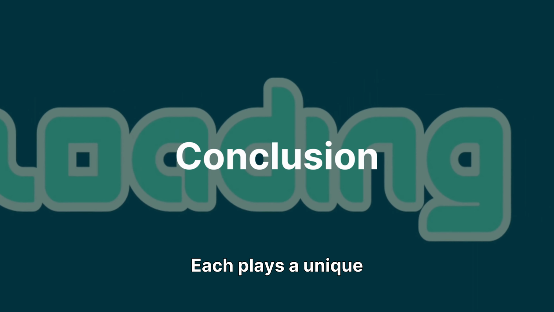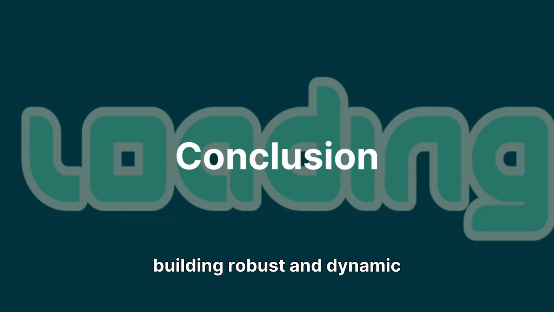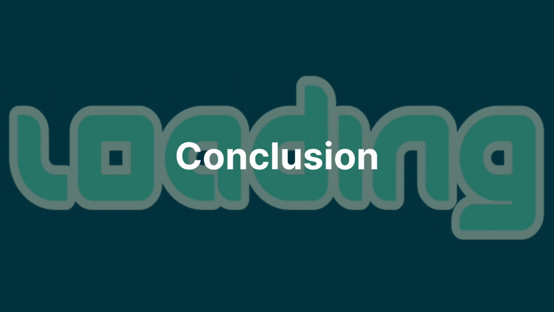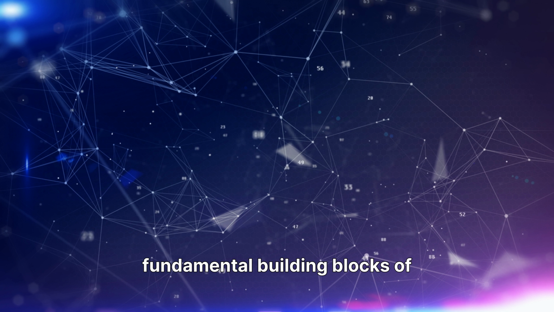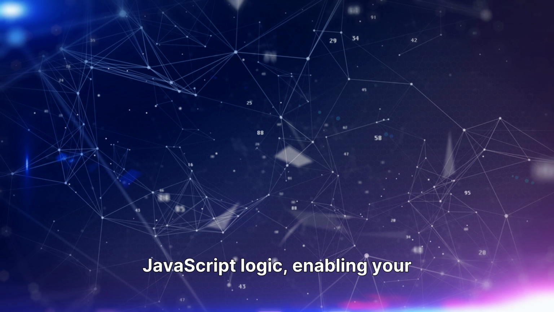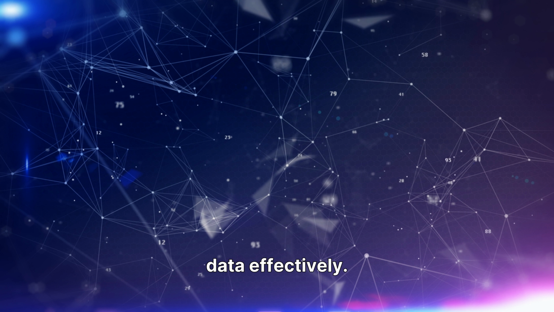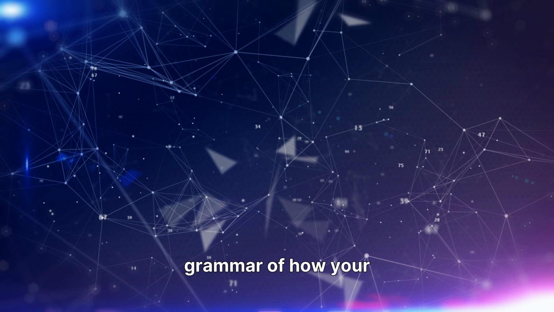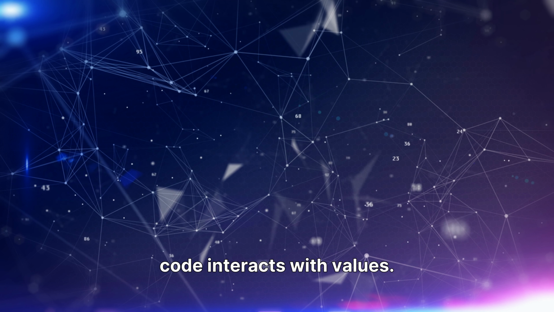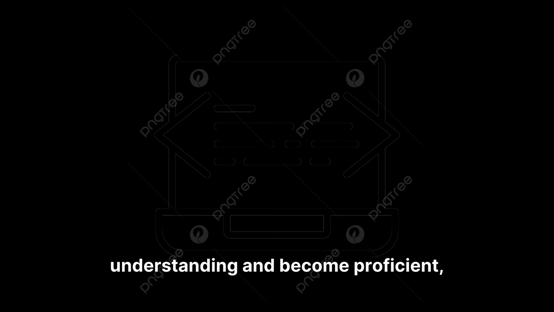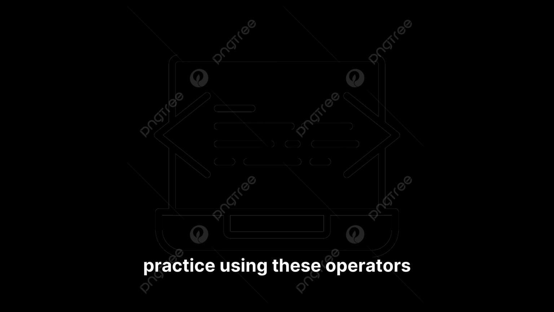Each plays a unique and vital role in building robust and dynamic JavaScript applications. These operators are the fundamental building blocks of JavaScript logic, enabling your programs to perform calculations, make decisions, and manage data effectively. They form the very grammar of how your code interacts with values. To truly solidify your understanding and become proficient, it is essential to practice using these operators extensively in your own code. The more you apply them in real-world scenarios, the more intuitive their behavior will become.